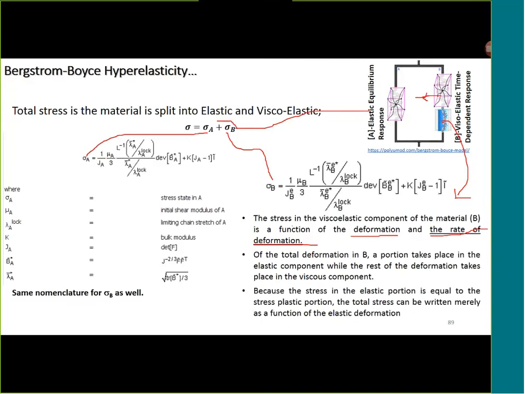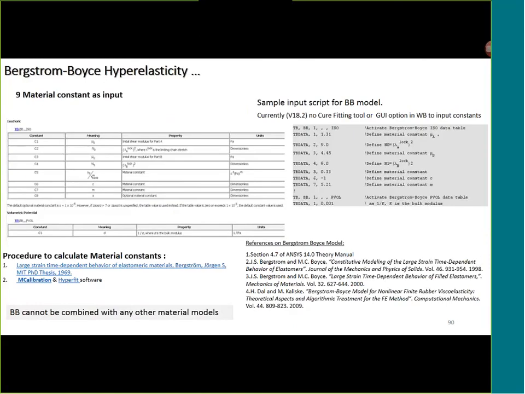That is nothing but A. A is the equilibrium response. This is the viscoelastic response. The terminologies used here are the same as those for the B term as well. There are 8 material constants to capture the deviatoric behavior, and one other parameter to capture the volumetric behavior.